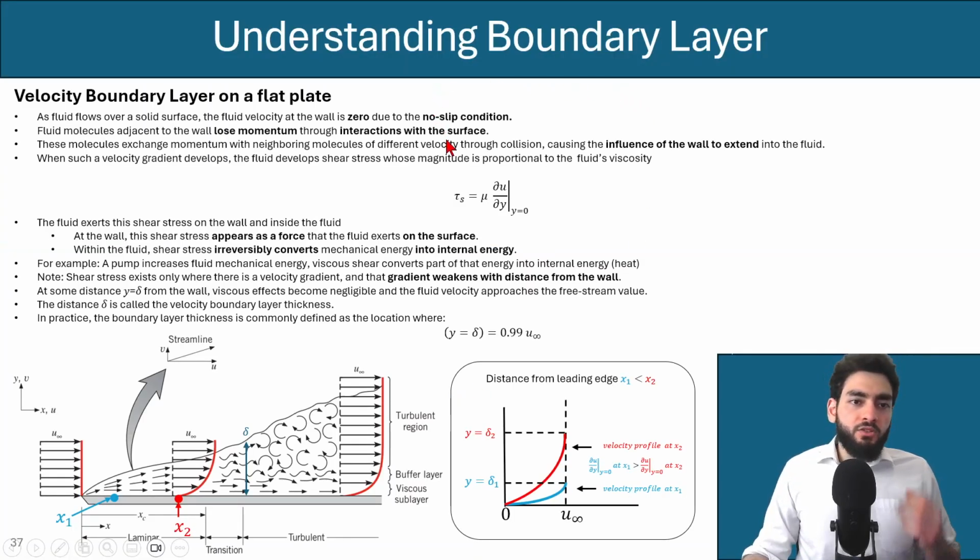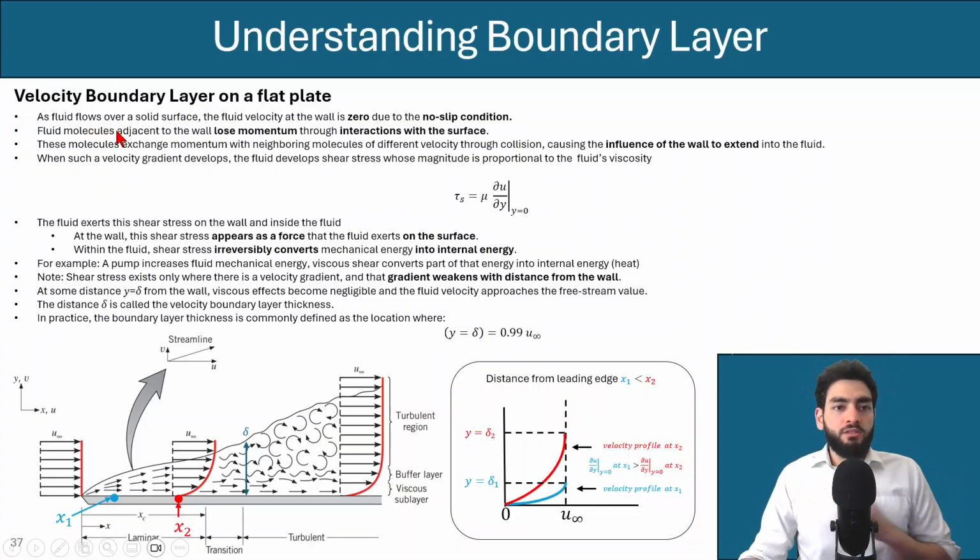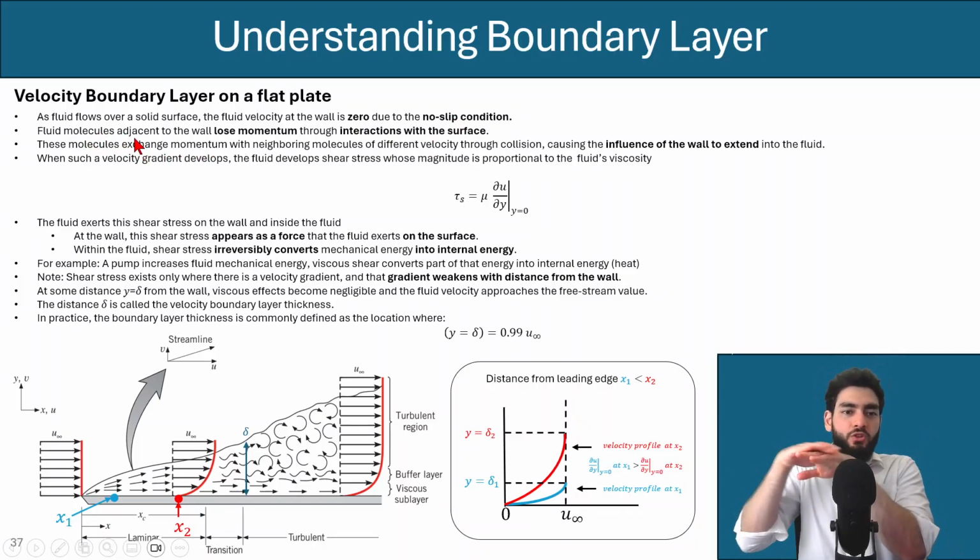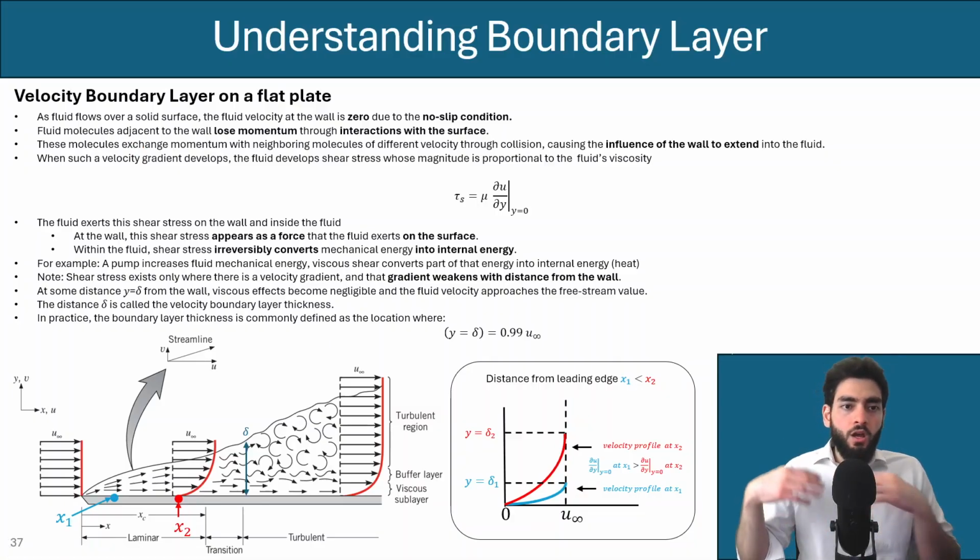So let's understand the velocity boundary layer. As we said, we have fluid that flows over a solid surface, resulting in the fluid velocity being 0 at the wall due to the no slip condition. Now you have fluid molecules that are adjacent to the surface of the wall.